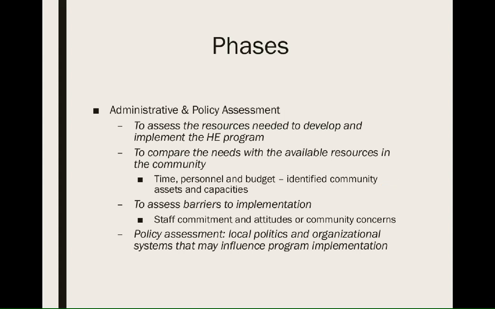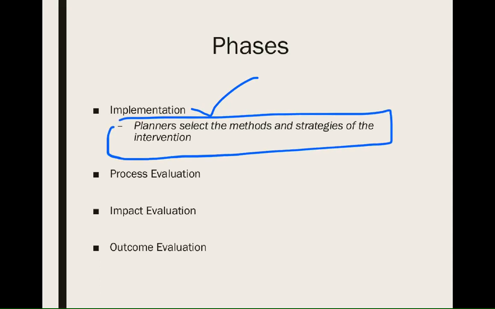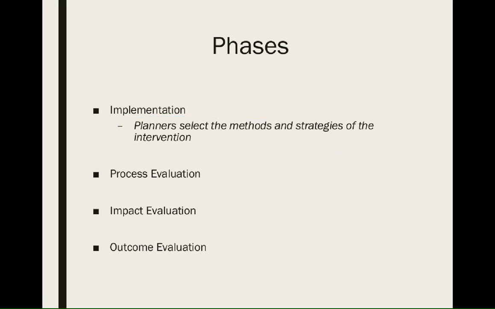Next is to assess barrier to implementation. For example, staff commitment and attitude or community concern. And the last one is policy assessment, local, politic, and organizational systems that may influence program when you want to implement. Next phase, after you assess all those needed in our previous phase or previous slide, you go for implementation, which is planners select the method and strategies of the intervention.